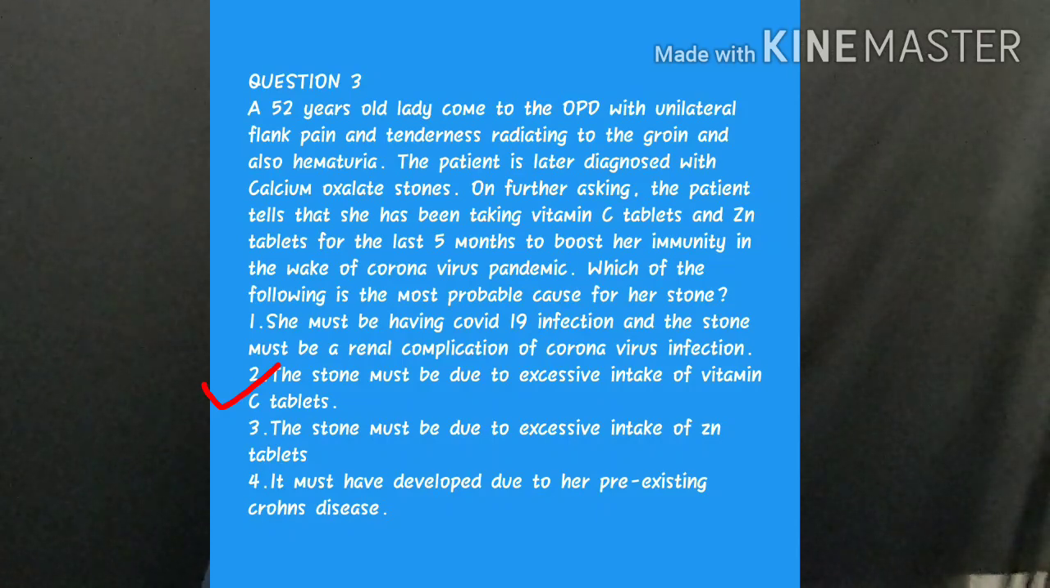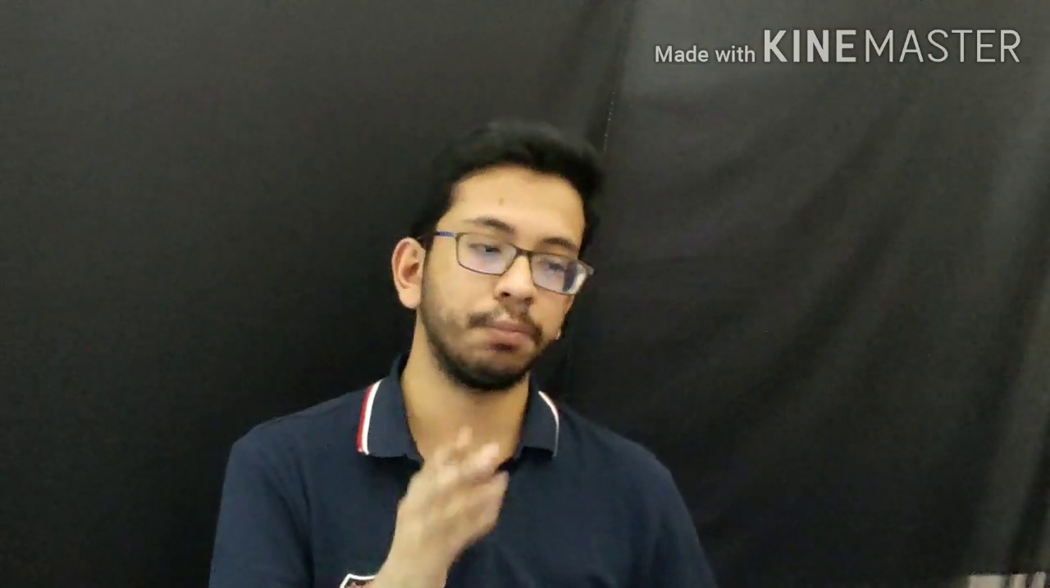So first of all, a very important thing about this question is that when you read the question, the first 2 lines actually give the clinical features of stones. What are the clinical features of renal stones? That is unilateral flank pain, tenderness radiating to the groin and hematuria. Although in the next line it is already given that the patient is diagnosed with calcium oxalate stone, so you need not worry about the clinical features given in the first and second line because the diagnosis is already given. They are just asking why the calcium oxalate stones have formed in the patient.